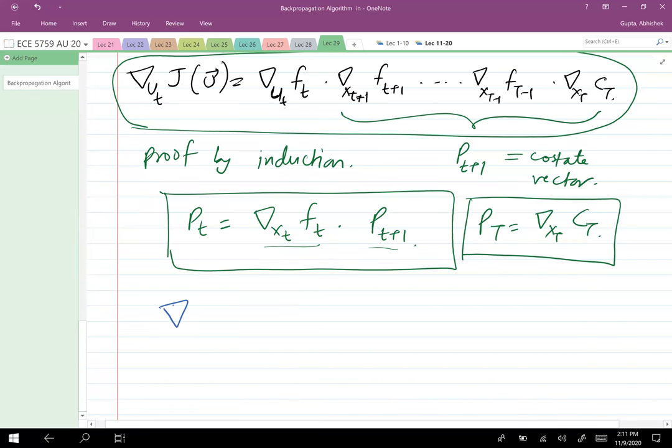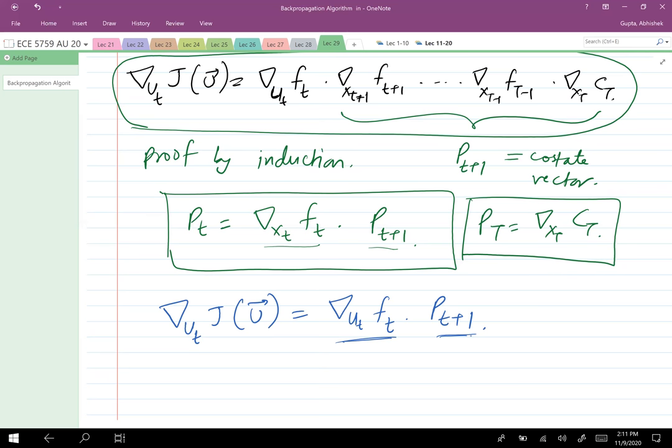Okay. So now I can also define the gradient of J in terms of the co-state vector, and that would be the gradient with respect to UT of FT times PT plus one. So this is also a matrix, and this is the co-state vector at time T plus one. By introducing a new variable called the co-state vector, we are able to write down the expression for the gradient with respect to UT in a very simplified fashion.